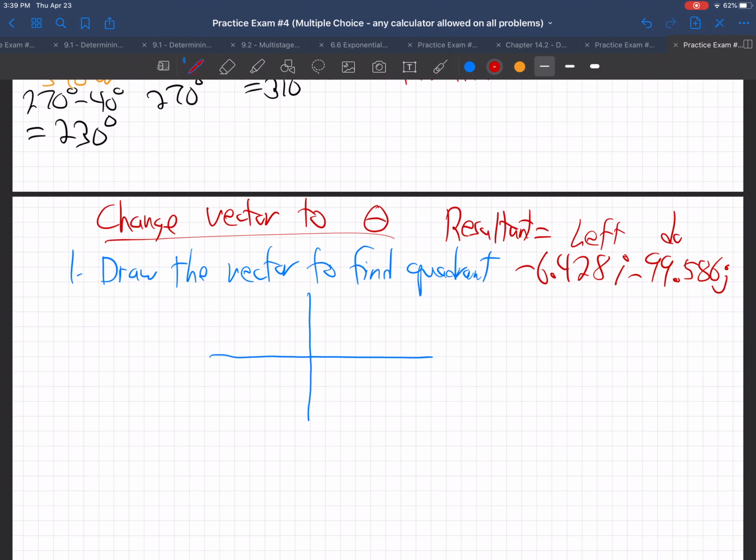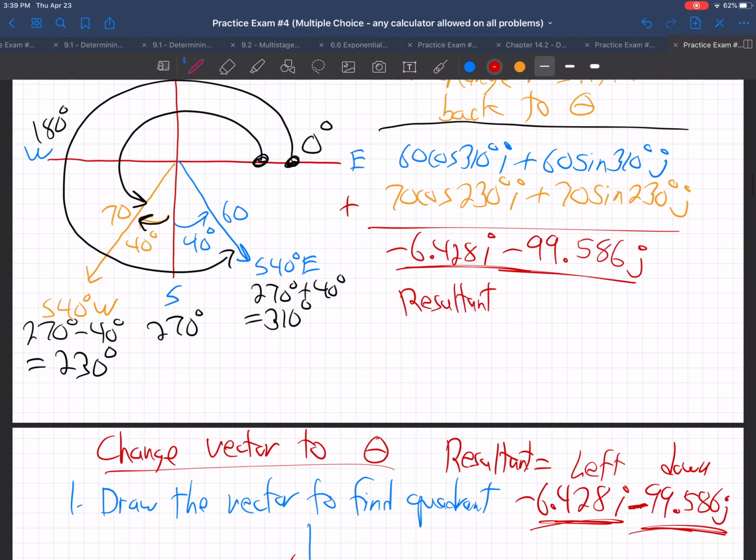Left and down. It's left a little, down a bunch, isn't it? Remember, the i is right, left, so negative is left. And the j is up, down, so negative is down. Down 99, whatever. So that means this vector is down and left. It's in the third quadrant. Down and left. That's really important. That makes sense if you go back to the diagram, right?